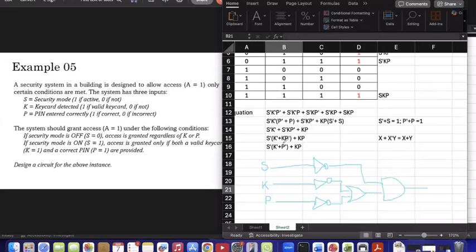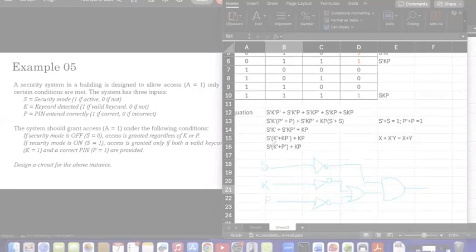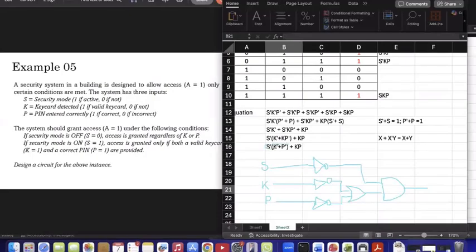For the first part, I have drawn something. Check, is it correct? K comes K bar, P comes P bar. Both are added, K bar plus P bar, and again it is multiplied by S bar. So S comes, S bar is multiplied. This is the AND gate. Now this part is done.